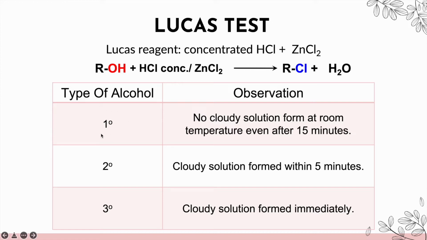For the primary alcohol, if we do the Lucas test and react with the Lucas reagent, no cloudy solution forms at room temperature even after 15 minutes. We cannot see the cloudy solution even after 15 minutes at room temperature. For secondary alcohol, a cloudy solution forms within 5 minutes. And for tertiary alcohol, a cloudy solution forms immediately.